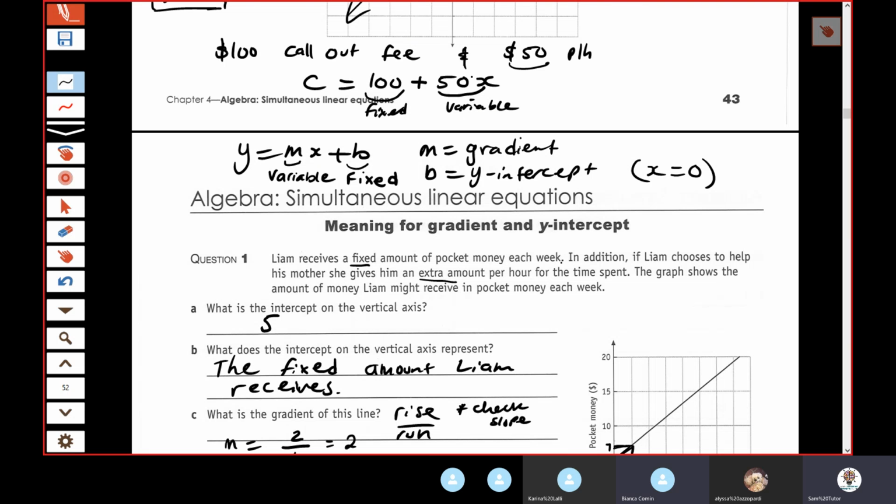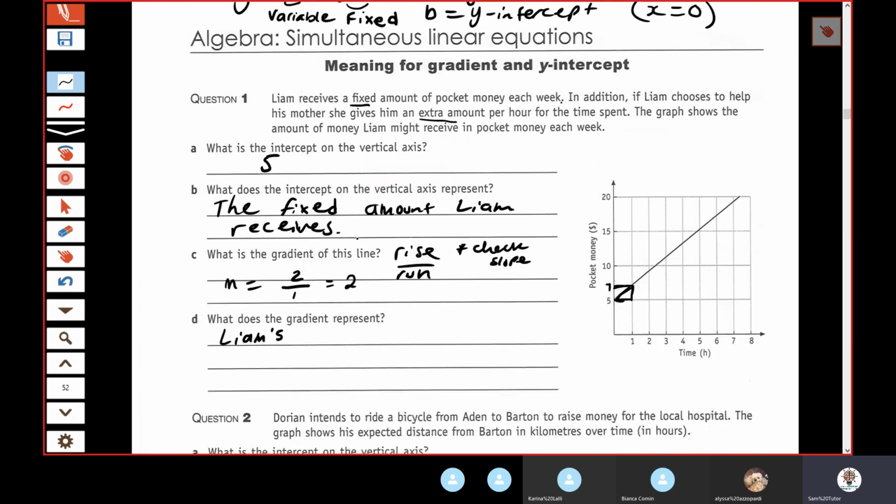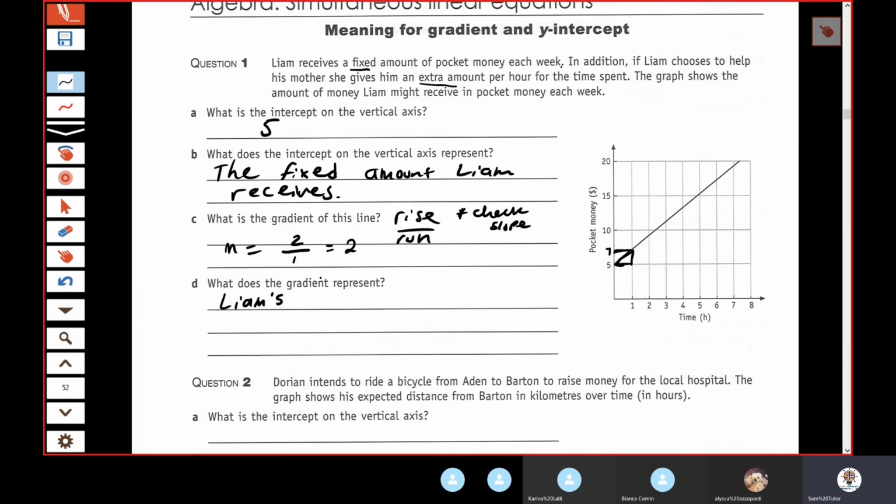So the gradient was my hourly rate. That's a variable. So what does the gradient represent? Liam's extra amount. I'll accept extra amount for you because it's not wrong, but if you wrote extra amount only, that's wrong. Liam's extra amount per hour. Per hour, that's super important. And you can see it.